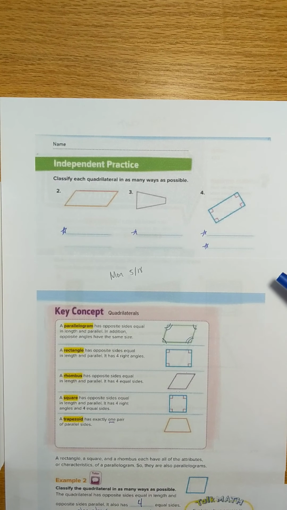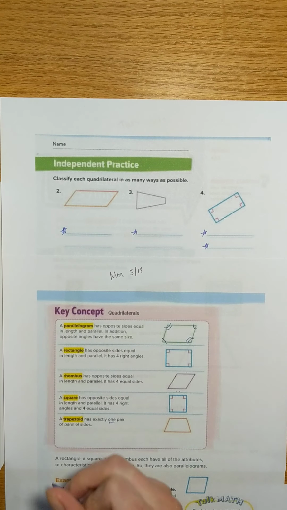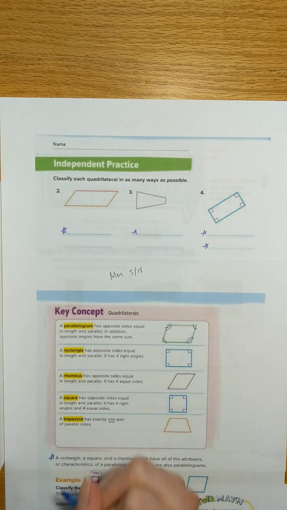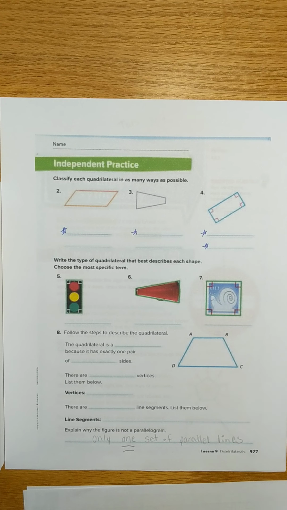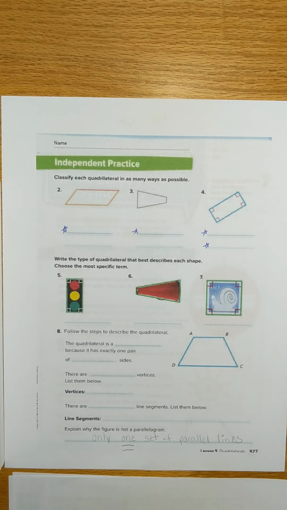Number 4 classifies under 2 different quadrilaterals. And don't forget about this little note down here about parallelograms. Okay? So go ahead and do those 3 on your own. We're going to move on to number 5.